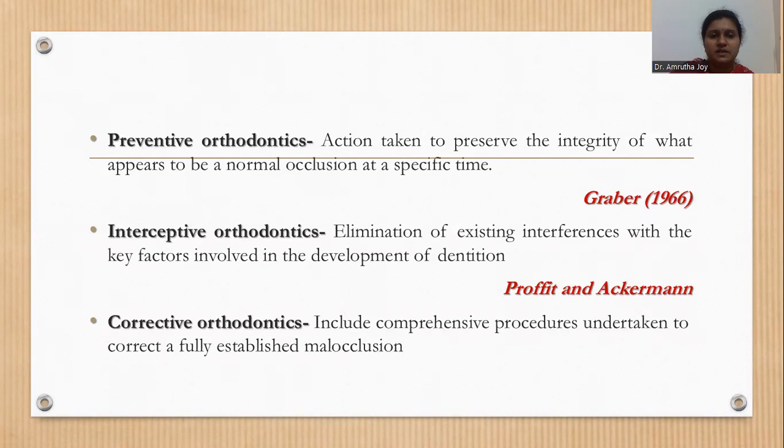Before going to space maintenance, we need to know certain terminologies. Preventive orthodontics is the action taken to preserve the integrity of what appears to be normal occlusion at a specific time, given by Graber. Interceptive orthodontics is the elimination of existing interference with the key factors involved in development of dentition, given by Proffit and Ackerman. And corrective orthodontics includes comprehensive procedures undertaken to correct the fully established malocclusion.